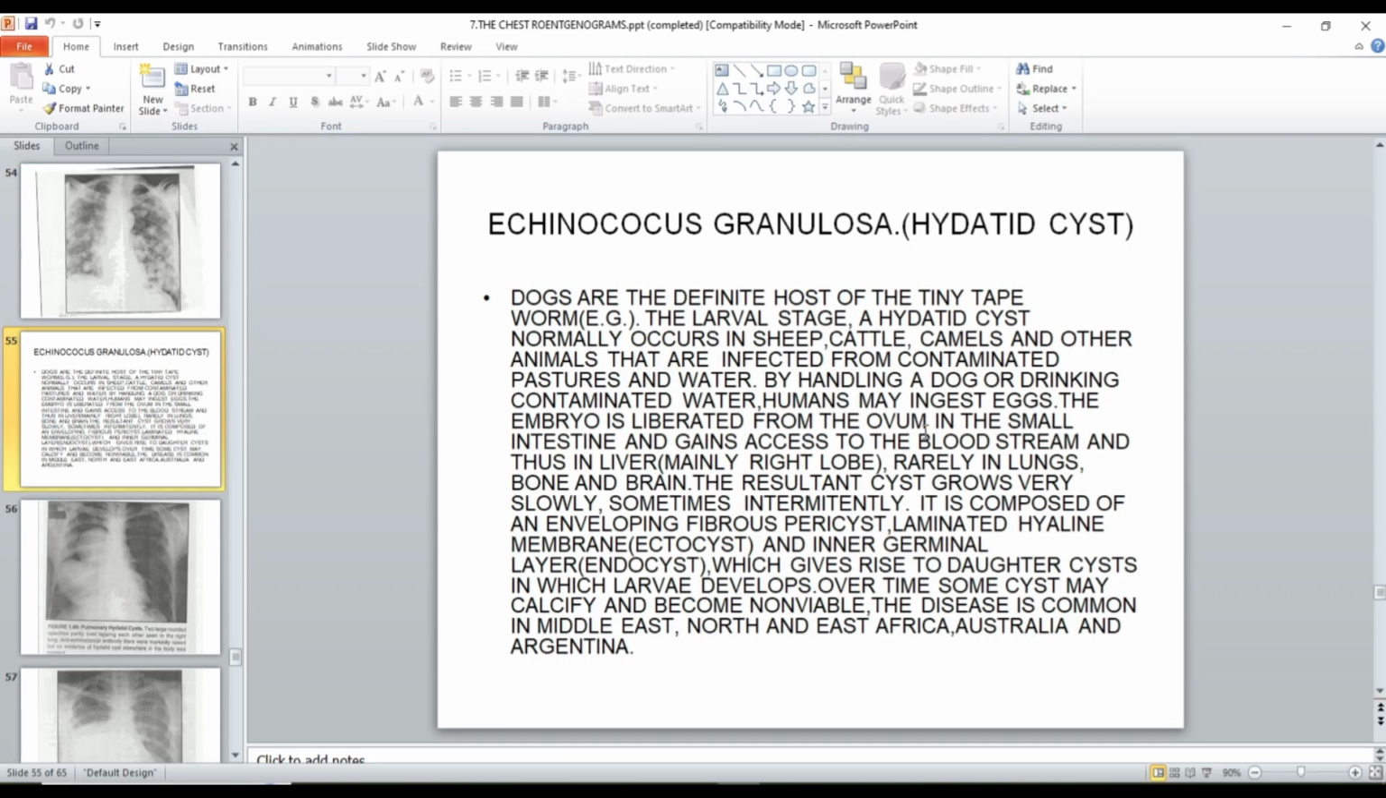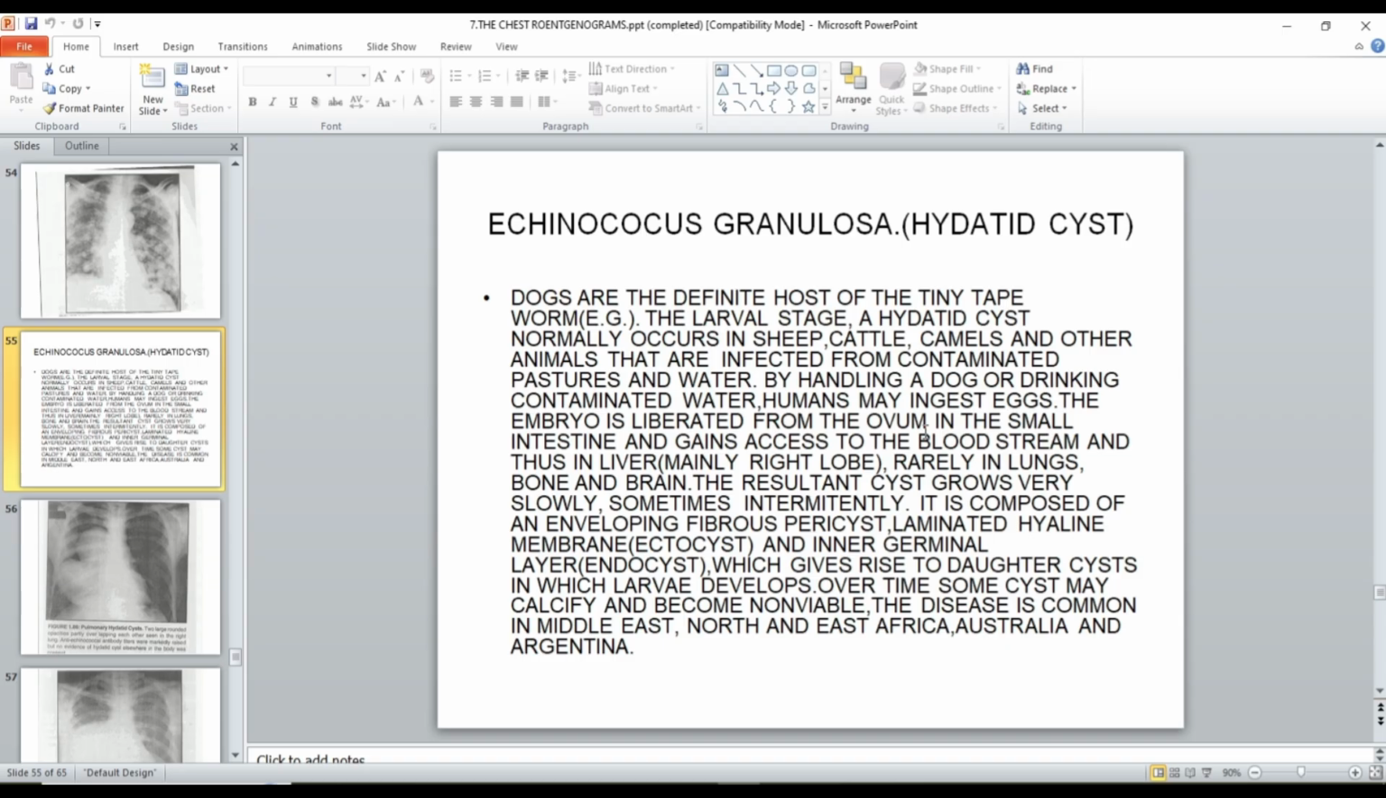Then Echinococcus granulosus, that is hydatid disease cyst. The dogs are the definite host of the tiny tapeworm. The larval stage is a hydatid cyst. It normally occurs in sheep, cattle, camel, and other animals that are infected from contaminated pastures and water, or by handling a dog or drinking contaminated water.